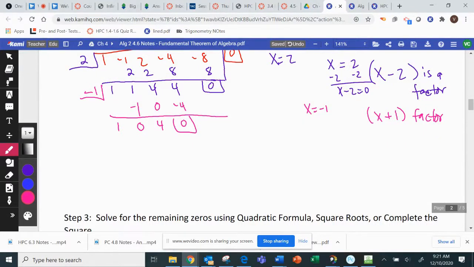So we started with the 5th power. We took out 3 things using synthetic division. We now have 2 powers left. That is quadratic. X squared plus 4 equals 0 is what is left over. How do we solve x squared plus 4 equals 0? We can use the square root method. I'm going to move the 4 over.